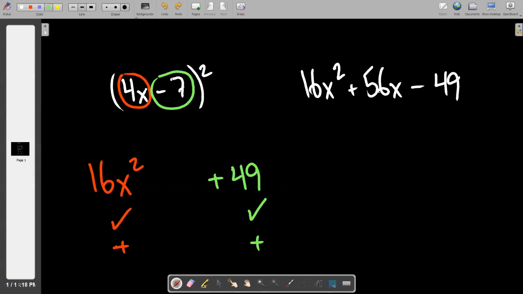So for those of you still listening at this point in the lesson, the first term and the last term are always positive. You got that? Now comes the question of, how can I tell what the sign in the middle is? The sign in the middle will mimic the sign inside the original problem. So if the original problem had a minus, my middle is going to have a minus.